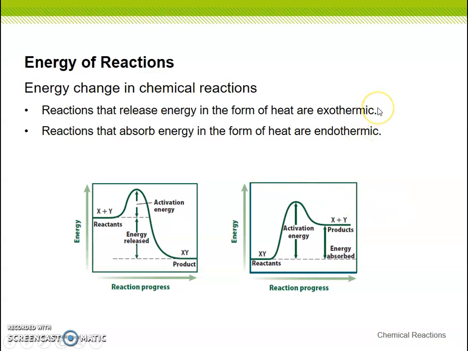So an exothermic reaction would be like the hand warmers that we like to use whenever we're going to be outside and it's really cold so that our hands don't get cold. An endothermic reaction would be one of those ice packs that you crack and then it gets cold. So those are opposite types of reactions.